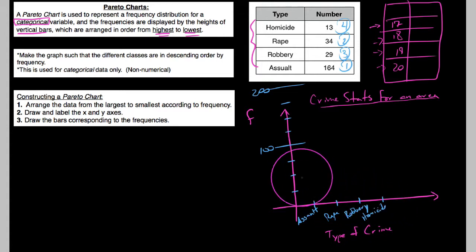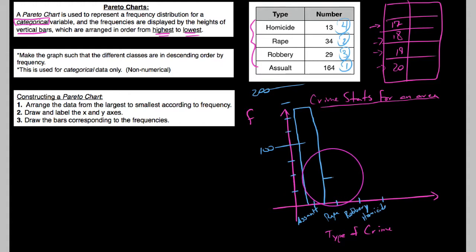So this being said, like we mentioned before, we're just going to make vertical bars for each of these categories. You could do it right on top of the category itself. For assault, for example, we said there were 164 assaults. So here's 150, and 164 would probably be somewhere in here. Next highest was rape. Rape had 34, so between 25 and 50, 34 would be somewhere in here. And the last one was a height of 13, so 13 would be in here.